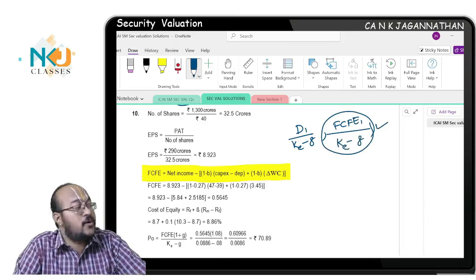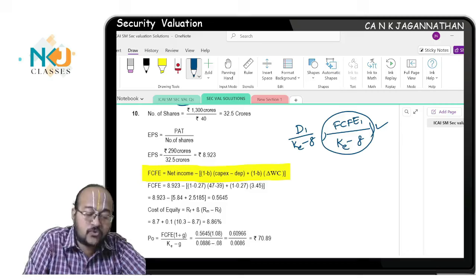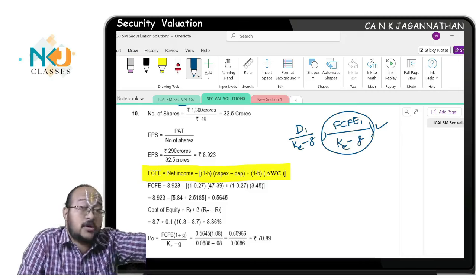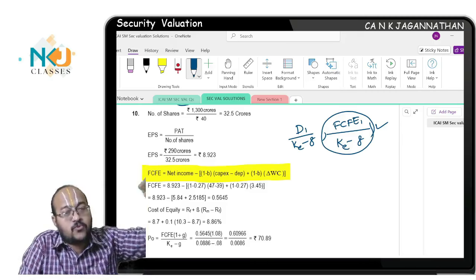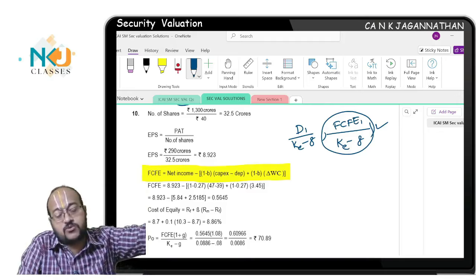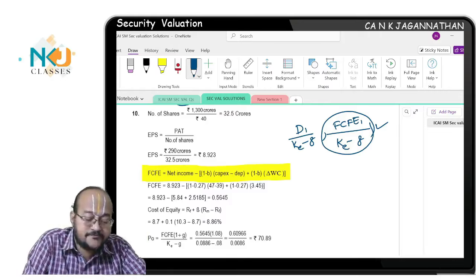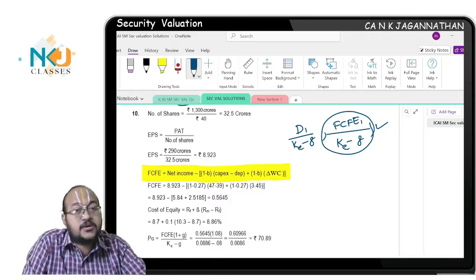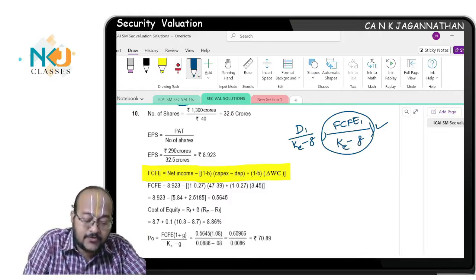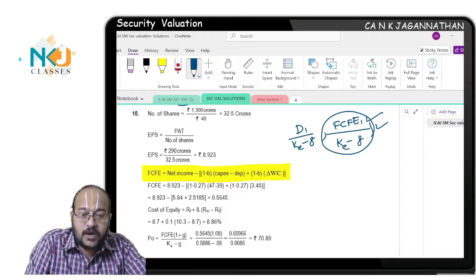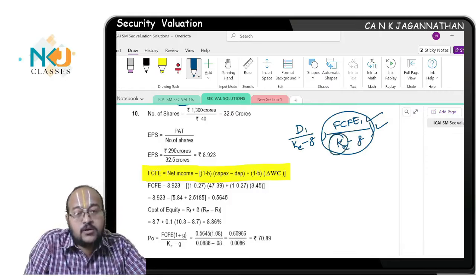In the free cash flow to firm based valuation model, free cash flow to firm divided by KO minus G we will use. We will use the overall cost of capital or WACC to discount back and find the value of the share as per the FCFF approach. In FCFE, you find out FCFE, then discount it. While computing the value per share, you will use KE for discounting and not KO.